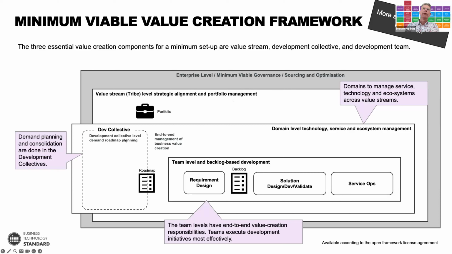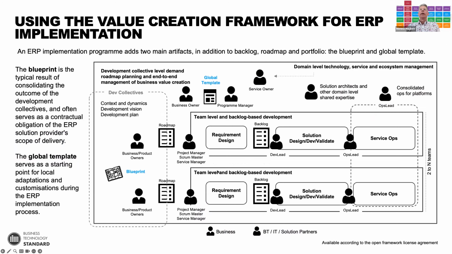And then you have the different development collectives that are planning the demand or crystallizing the demands. They deliver a roadmap, which then the end-to-end development flows implement and put into production. So there are the three elements: the value stream, development collectives, and the end-to-end flows, and then also the roadmap and portfolio and backlog. So that same model you can then scale up to run your ERP implementation.